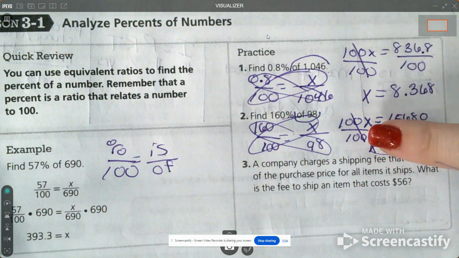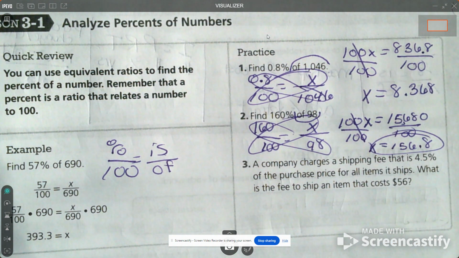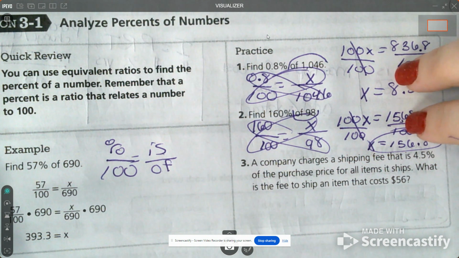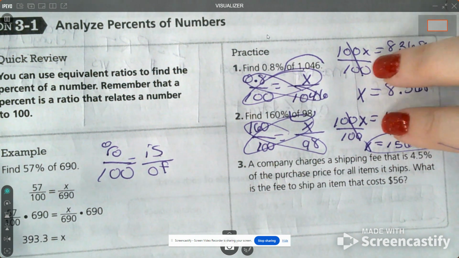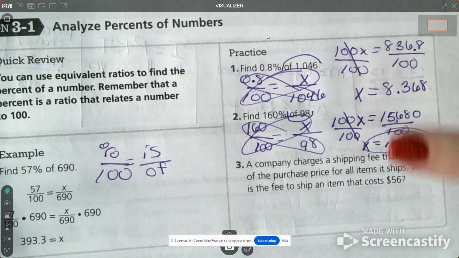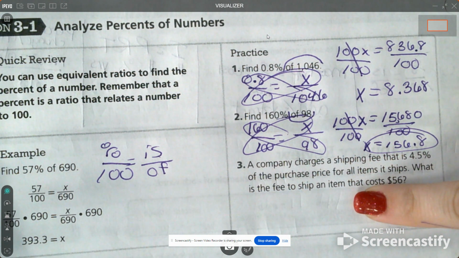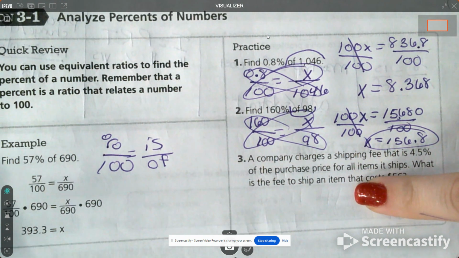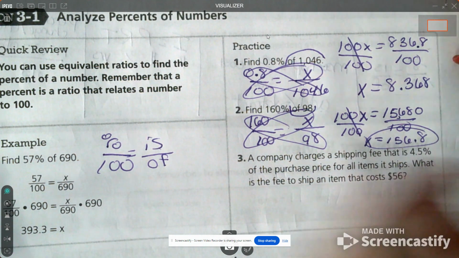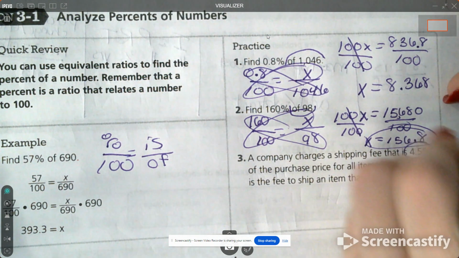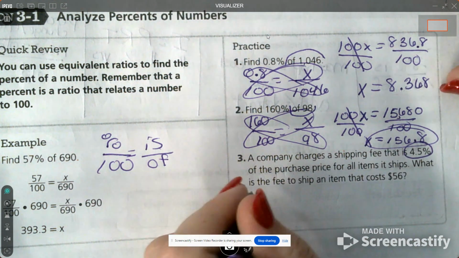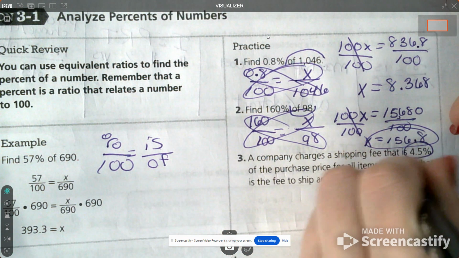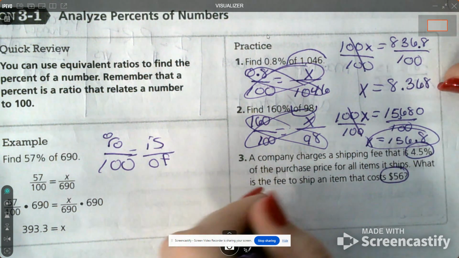So like I said, we practiced this a lot. We had a lot of problems where we had to solve problems like this. This should not be new. What could be new, though, is doing it with word problems. But word problems, you can set up the exact same way. So we have 4.5%, and we have an item that costs $56.